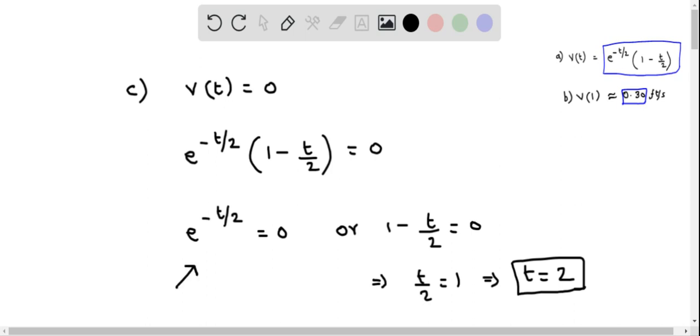If we try to solve this one, this will become 0 only when t approaches infinity. That is, only for larger values of t, this exponential function will become 0. So we can ignore this value of t because it is indefinite, and consider only this value of t, which is in seconds. So when t equal to 2 seconds, the particle is at rest.